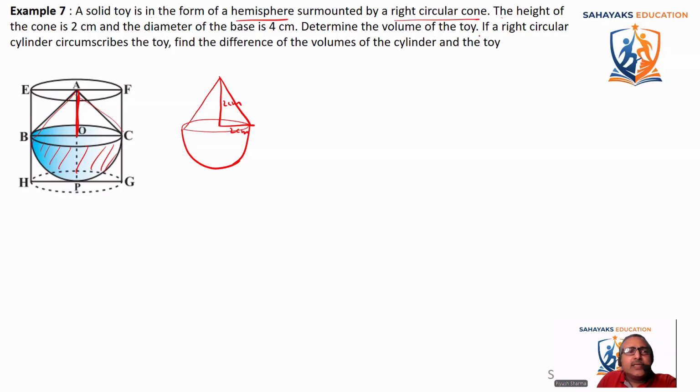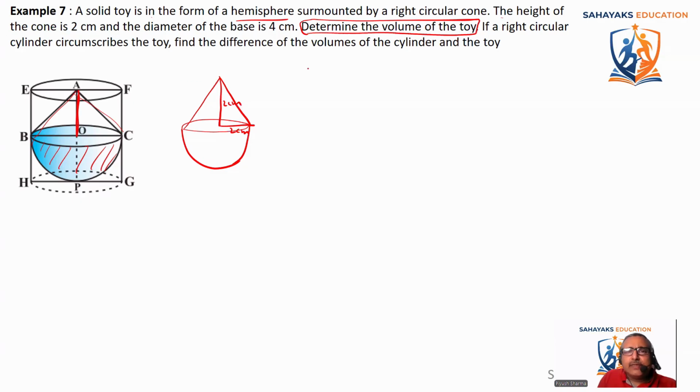That's the first question: determine the volume of the toy. Then comes the second: if the right circular cylinder circumscribes the toy, find the difference of the volume of the cylinder and the toy. So there is a cylinder.